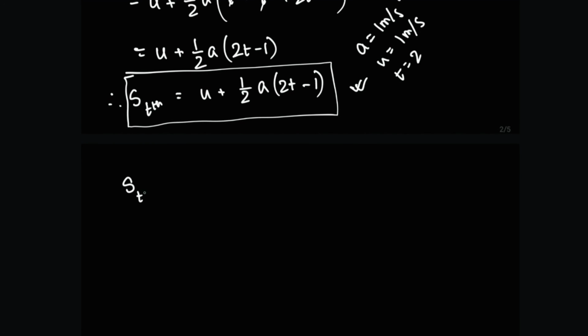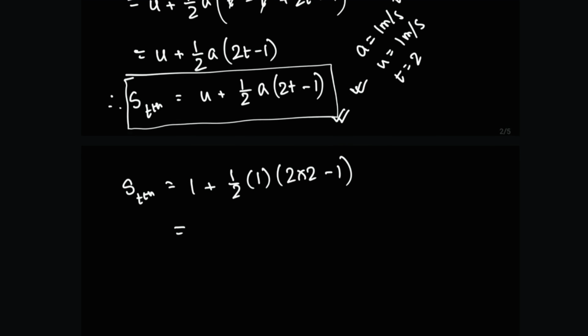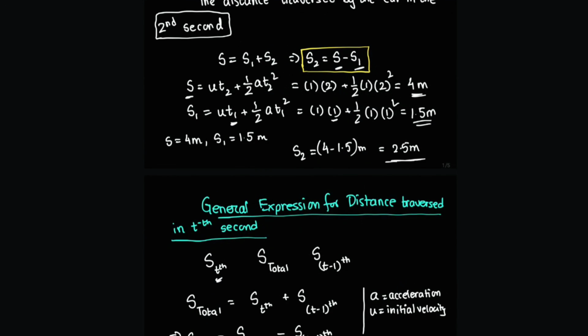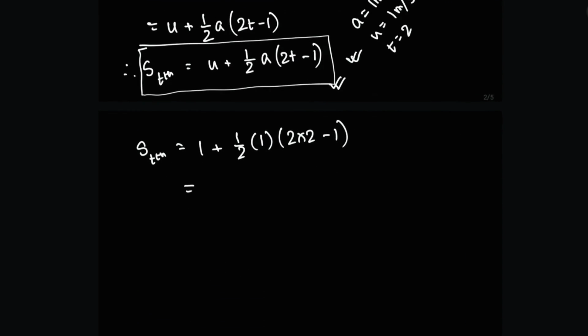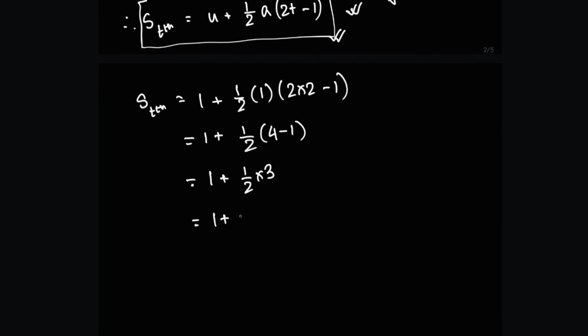So S tth is equal to 1 plus half times 1 times (2 times 2 minus 1). And now, this generalized equation will stand by its expression if and only if the resultant value, after plugging in the numbers over here, corresponds to our answer over here, which is 2.5 meters. So let's see. 1 plus half times (4 minus 1), which is 1 plus half times 3, which is 1 plus 1.5, which is 2.5 meters.